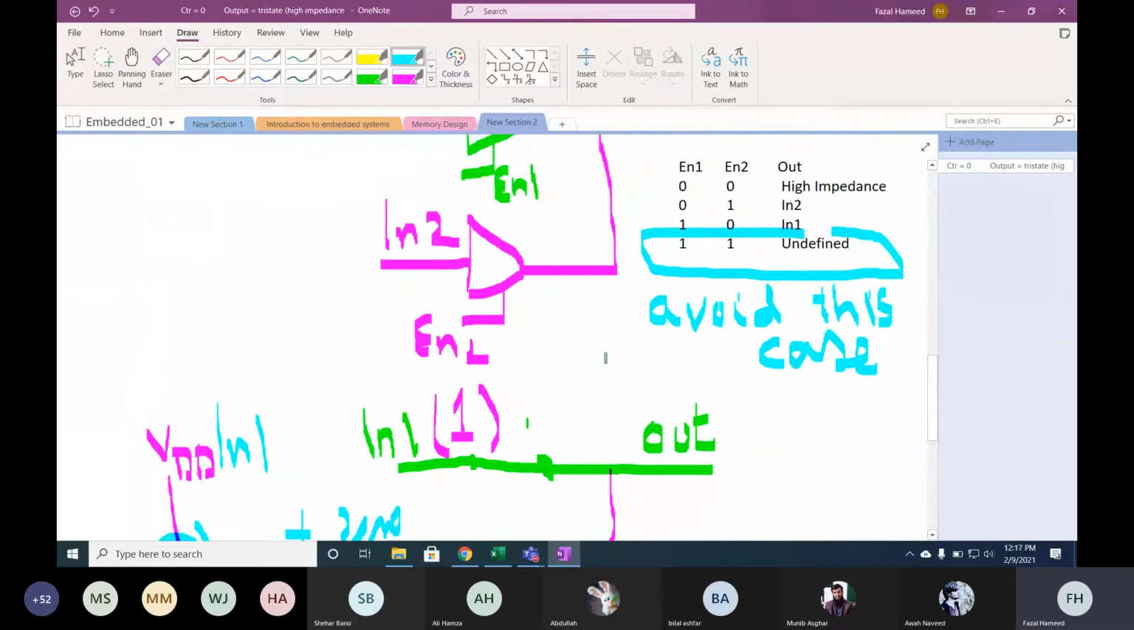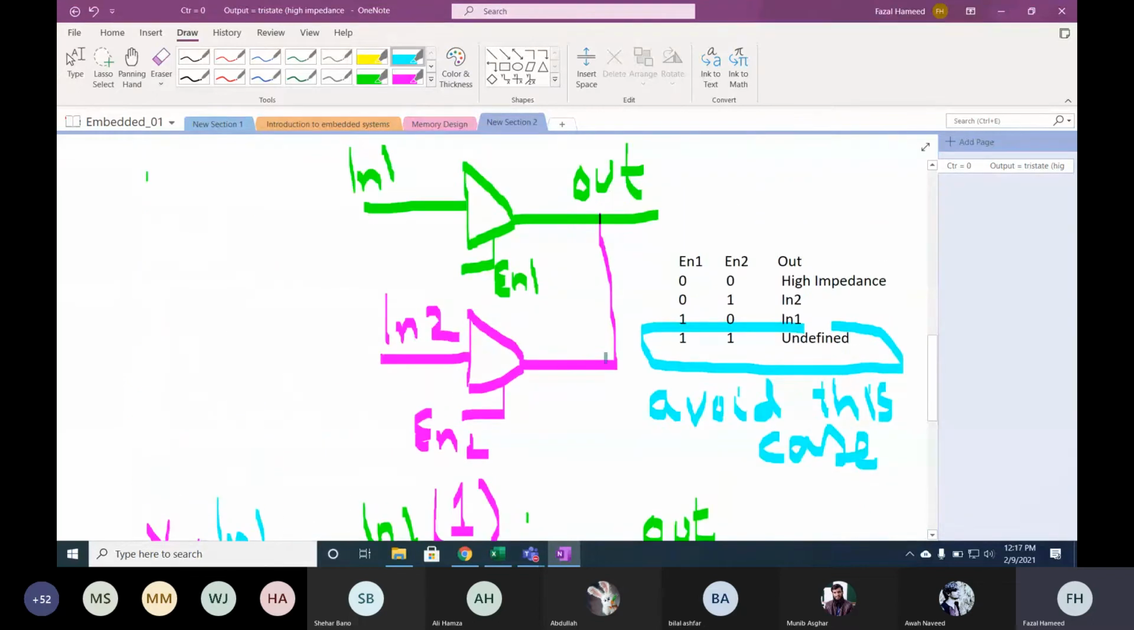So that's the reason when you are connecting multiple devices to the output, you should make sure that two devices should not be enabled at the same time. Did you understand, son, or not? You should make sure that two devices are not enabled at the same time. Now, do you understand what I am explaining? Yes, sir. Okay, very good.